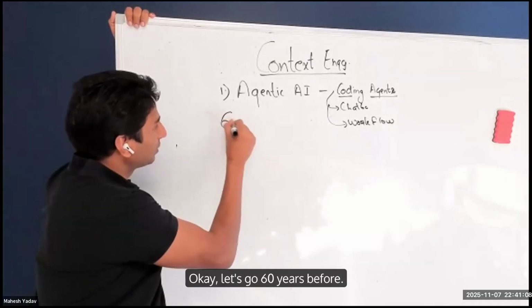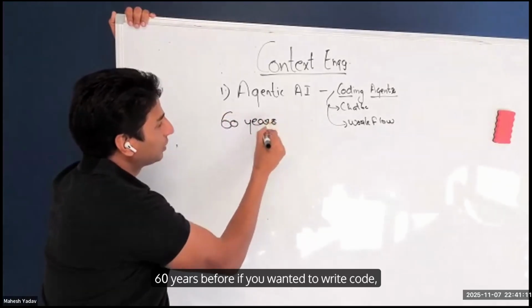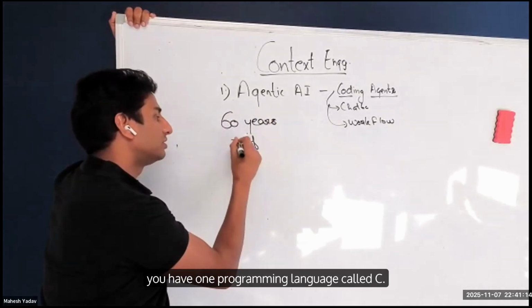Okay, let's go 60 years before. 60 years before, if you wanted to write code, you had one programming language called C.